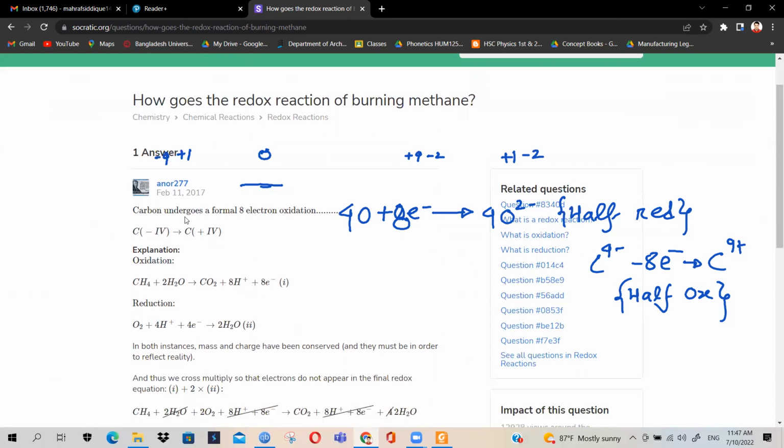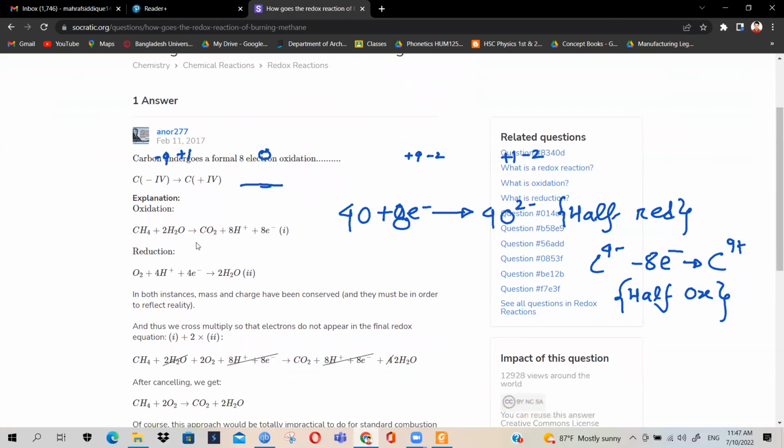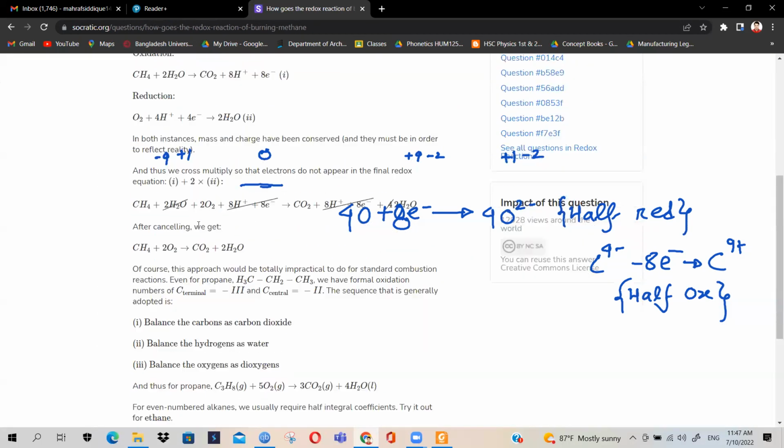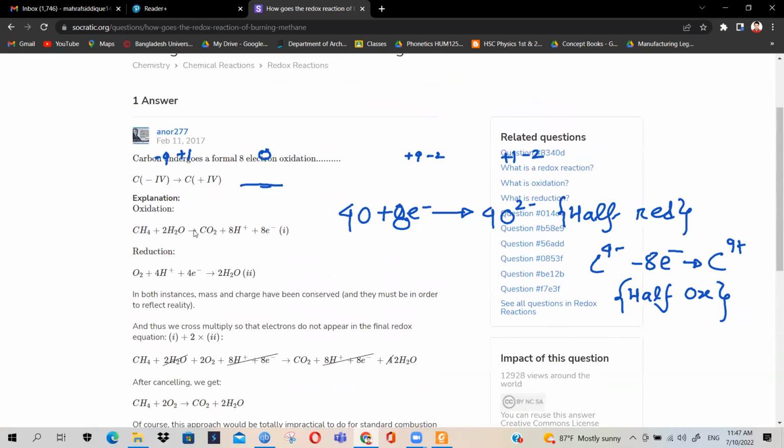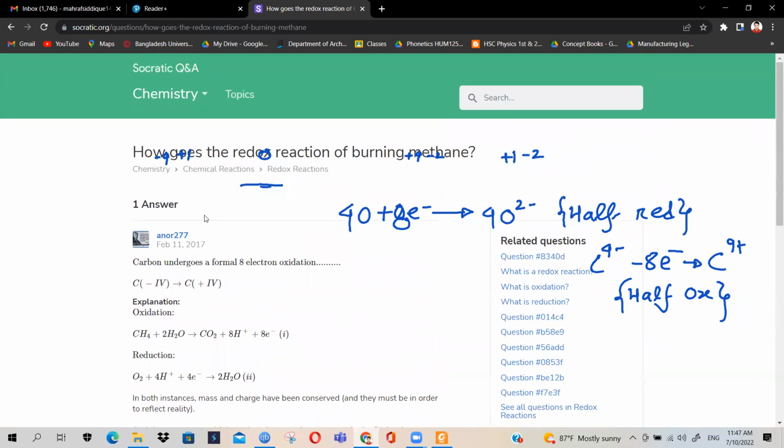All right. So they're saying carbon undergoes a formal 8 electron oxidation. Oh my gosh, 8 electron oxidation. Can you just imagine that? This is ridiculous. Okay, so we're correct then. So there's no problem there.